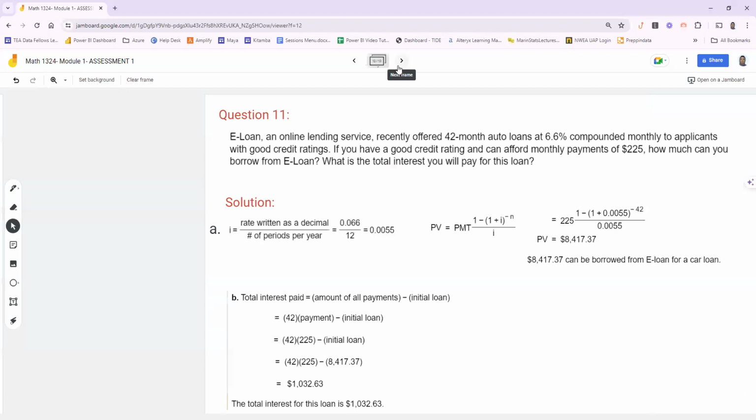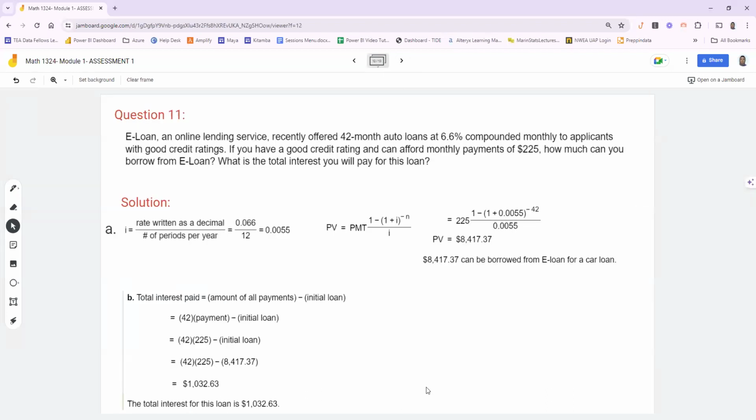And we're on the last question of the test, question 1. It says that eLoan, an online lending service, recently offered 42-month auto loans at 6.6% compounded monthly to applicants with good credit ratings. If you have a good credit rating and can afford monthly payments of $225, how much can you borrow from this eLoan company? What is the total interest you will pay for this loan?